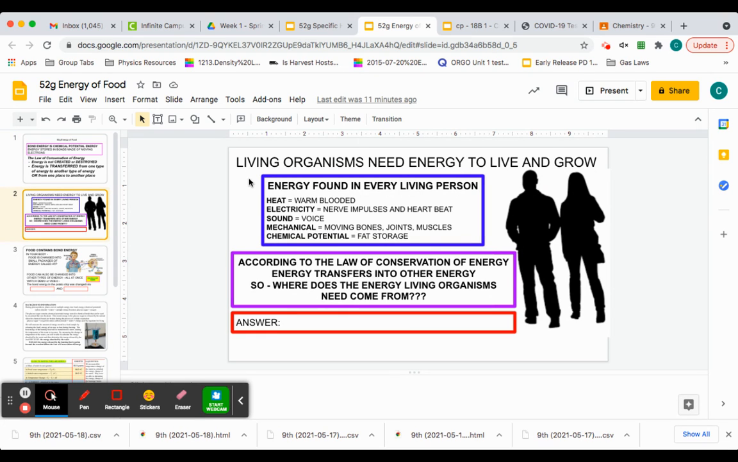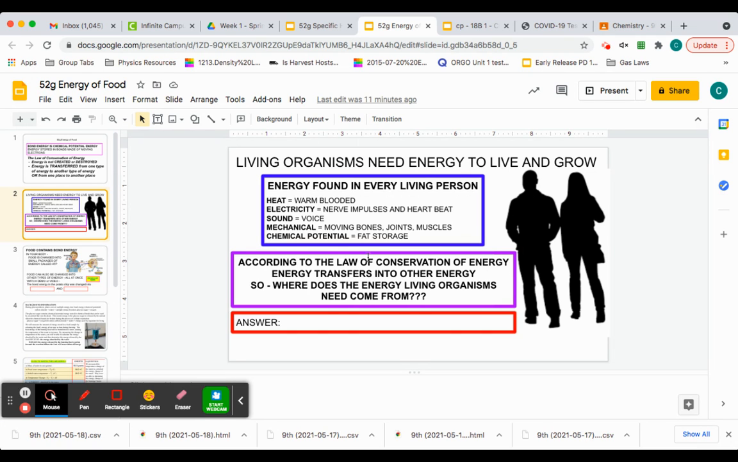Living organisms need energy to live and grow. And there's energy found in every living person. So these are different types. So we have heat, electricity, sound, mechanical, chemical potential, all different types of energy.